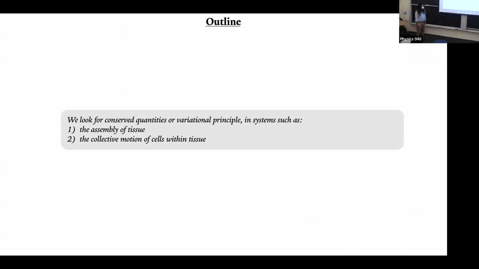What we're interested in are very, very general properties of living systems. We want to understand how things grow. And so we're going to look at the assembly of tissue, a very, very simplified form of tissue, one that's just a bulk aggregate of cells, and also looking at collective motion. And by energetic constraints, really I'm looking to say, can we identify any type of conserved principle or variational principle?